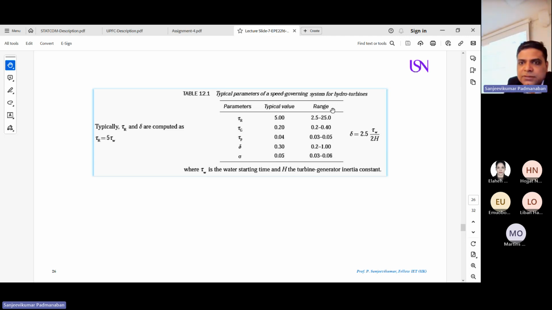Now the limits to fix are given here. What is the minimum and maximum? And how to calculate delta? Delta is given by 2.5 tau w by 2H. So these are the formulas we apply for calculating each value of the parameters of the time constants of your block diagram. It's clear to you? And where tau w is the water starting time, and you know already what H is, the turbine generator inertia constant. So if you follow these guidelines, you can easily model the system in your software.